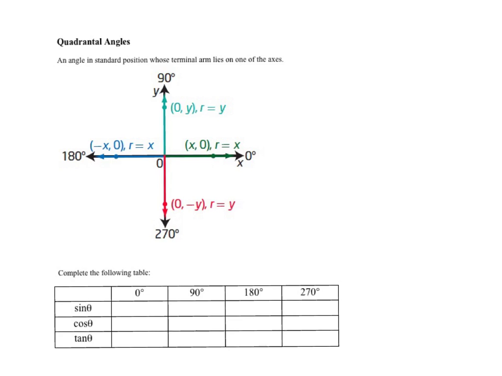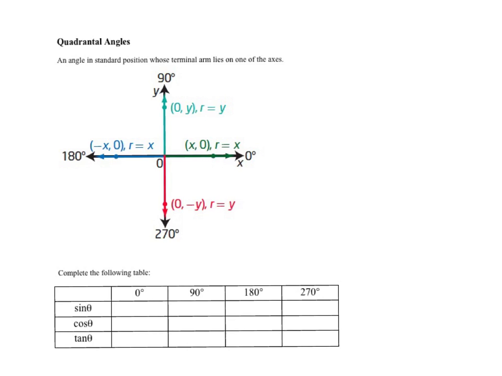You can still use the same things that you were using before, but you can't have a triangle because there's just no way to draw a triangle. It's just a straight line. So if you're given a point that's not on one of the axes, just do what you were doing before. But if you're given a point that is on the axis, you have to use this.